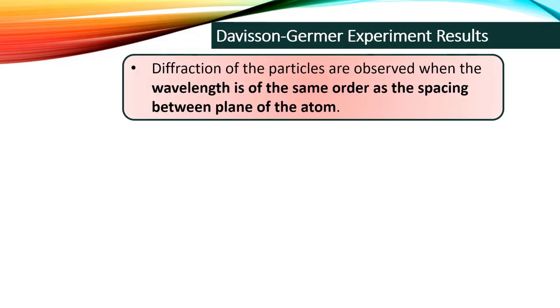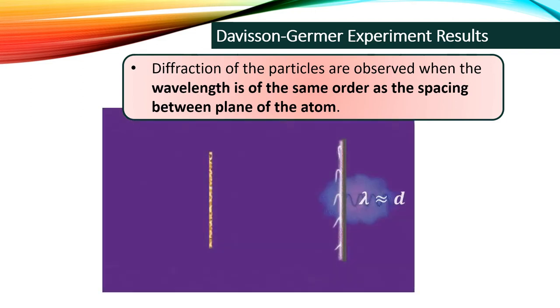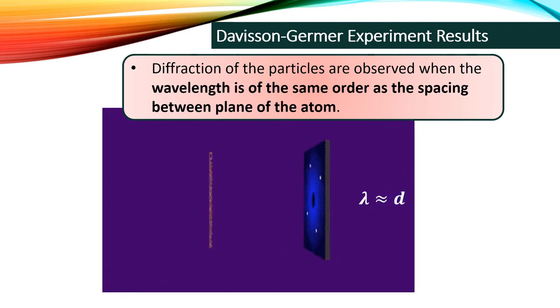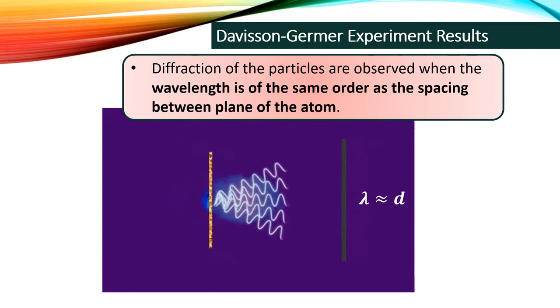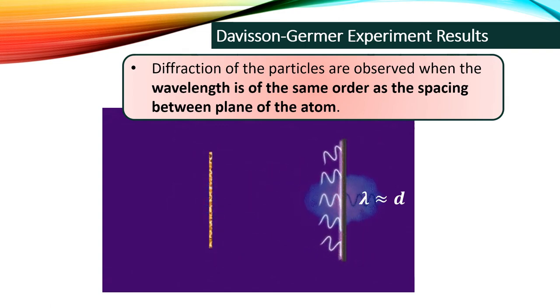Davisson-Germer experiment results. From the experiment, we can see that the size of the wavelength lambda can be manipulated by manipulating the voltage across the anode and cathode. And there must be a suitable size of lambda that we must use in order to produce the diffraction patterns on the tube face. The size of lambda must be at least approximately equal to the spacing between the planes of the atoms, which is lambda approximately 2.